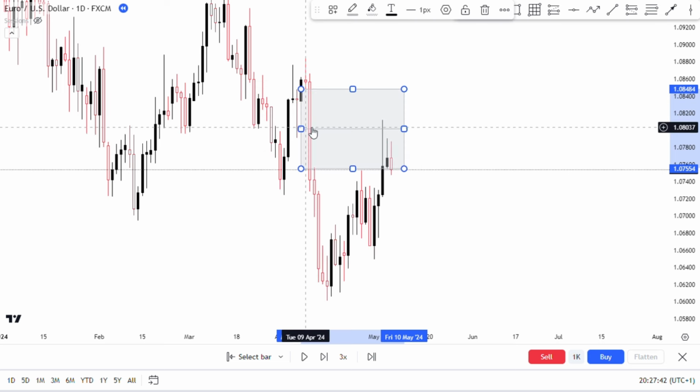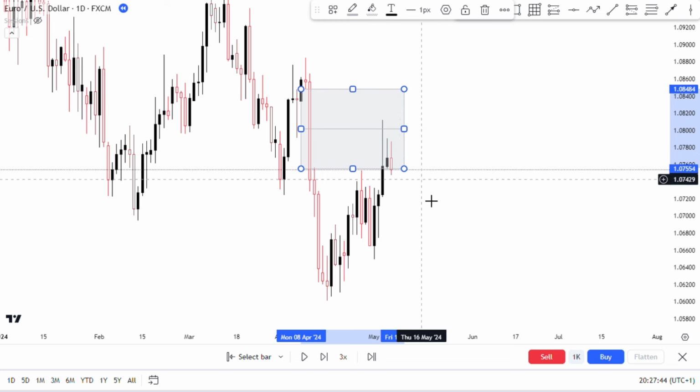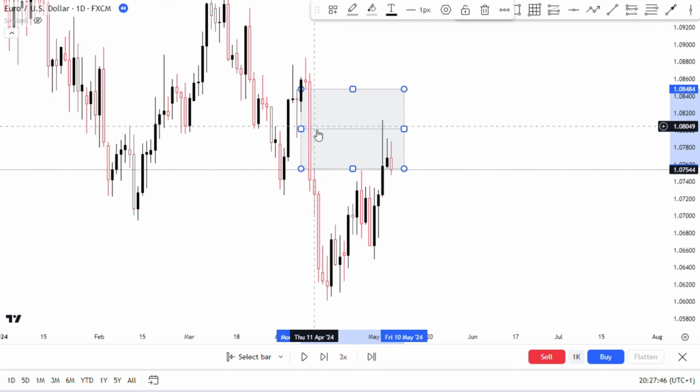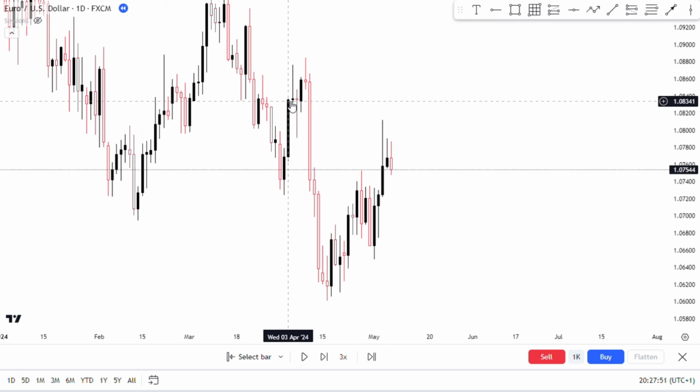If price gets to my 50%, I'll start looking for a trade to enter. You understand? So that's just for that. You can see that price ends up getting toward this 50% level. Then after that, you can go to the 4-hour time frame now.